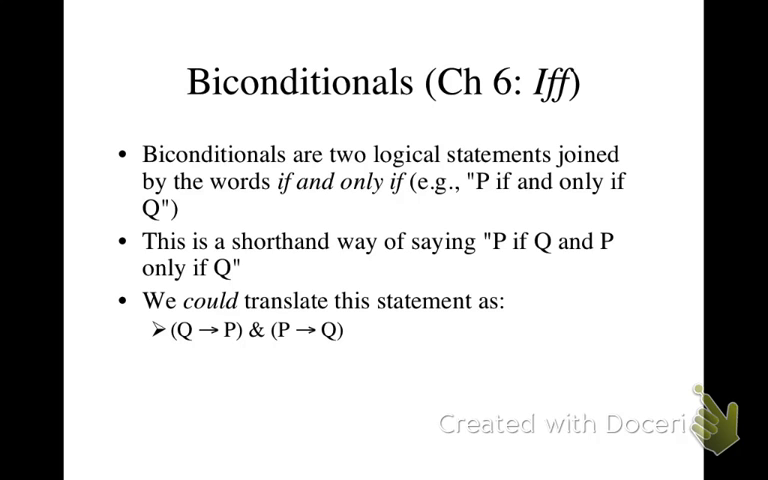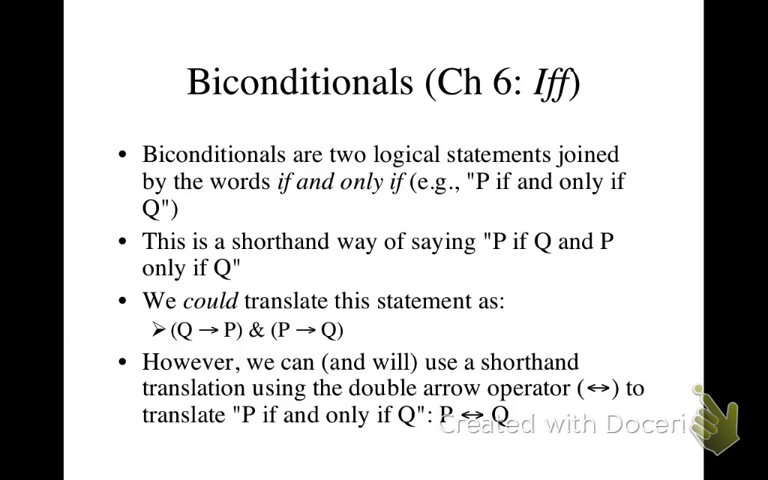So we could translate this statement as Q arrow P, so that's the P if Q part, and P arrow Q, and that would be the P only if Q part. However, that's a lot to write every time we want to write if and only if. So we're going to have a shorter way of translating it, which uses the double arrow. And so then to translate P if and only if Q, we simply have to replace the if and only if with the double arrow. So we get P double arrow Q.